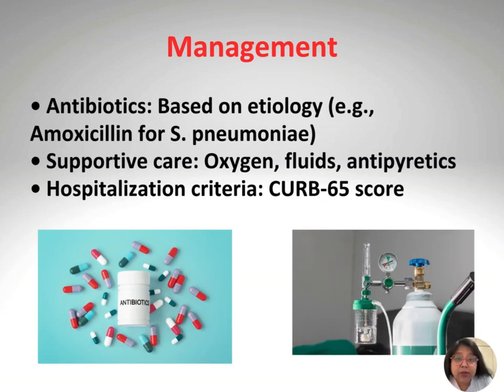Management is done by antibiotics based on the etiology. For example, amoxicillin is given for Streptococcus pneumoniae. Supportive care in the form of oxygen therapy, fluids, and antipyretics can be given. And hospitalization criteria depend on the CURB-65 score.